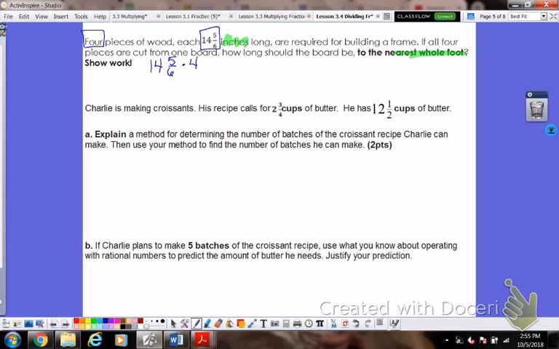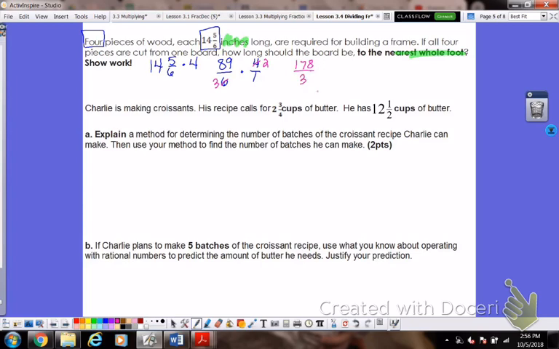Change this into an improper fraction by multiplying and adding. That gives us 89 over 6 times 4 over 1. I apologize, guys, there's not a ton of room for this problem. So I'm definitely going to reduce at this point. I see 4 and 6, both divisible by 2. So 2 and 3. Okay, so multiply across. 89 times 2 is 178, divided by 3 times 1 is 3.